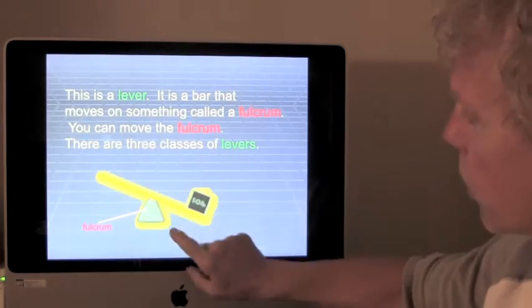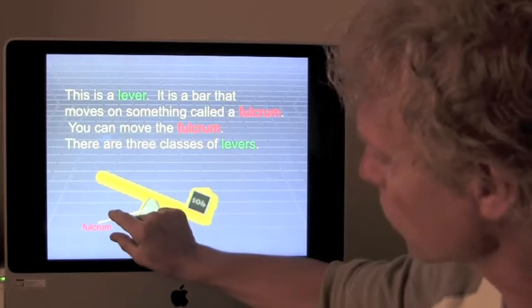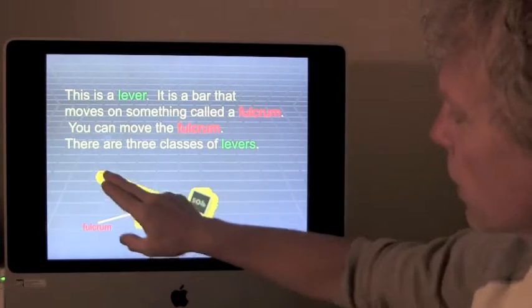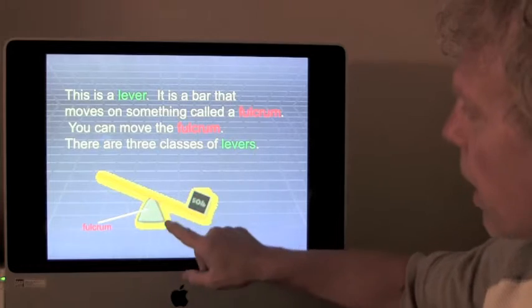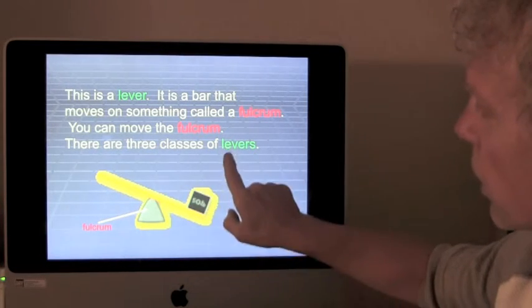You can move the fulcrum, which means if I move the fulcrum this way, or if I move it this way, it changes the amount of force that is required to lift this weight.